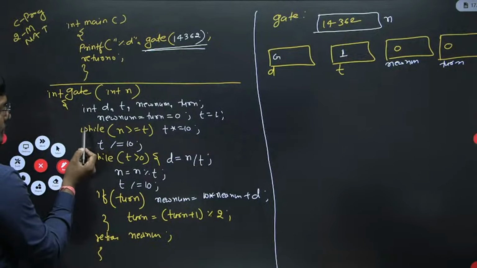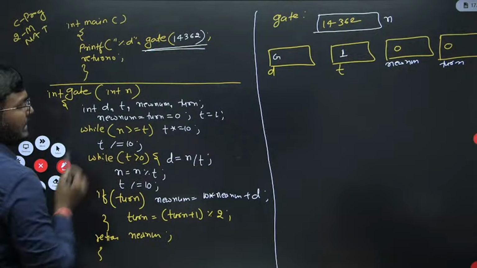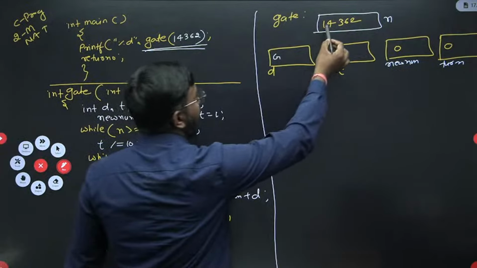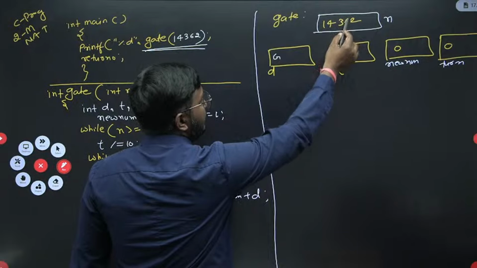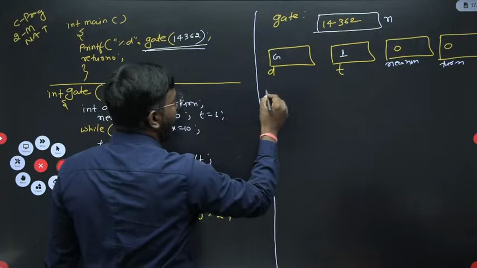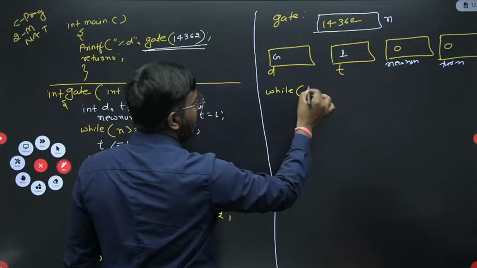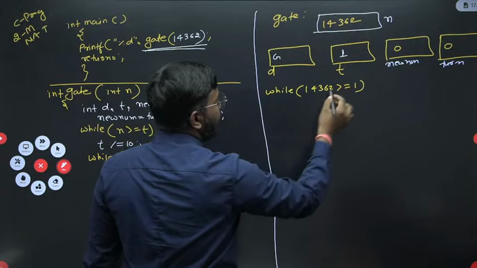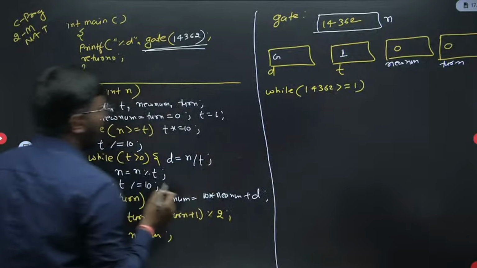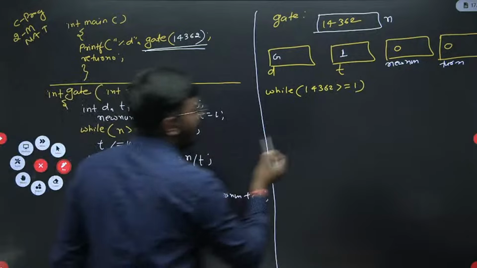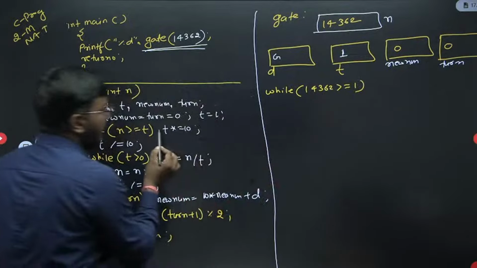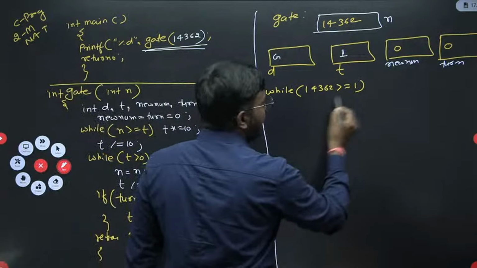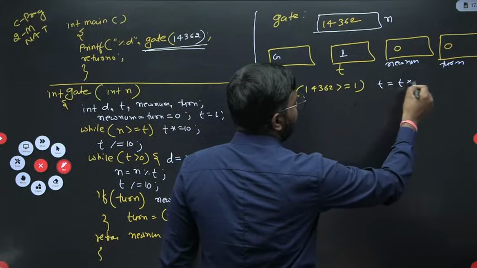Now see here, the while condition: n is greater than or equal to t. Is it true or false? The n value is 14,362, and we check 14,362 greater than or equal to 1, the condition is true. If it is true, then go and perform these operations. What is this operation? t star equal to 10, nothing but t equal to t into 10.